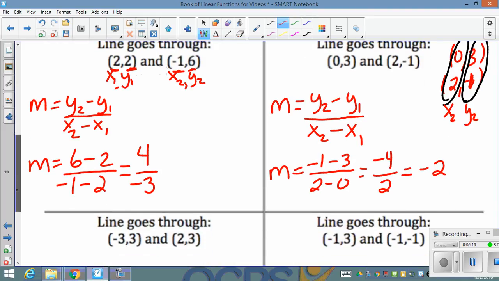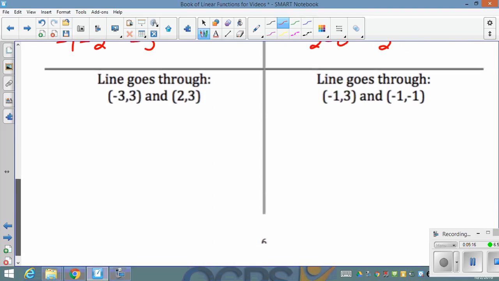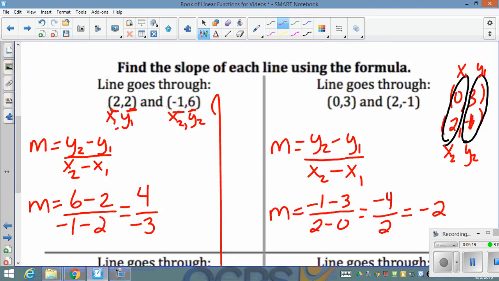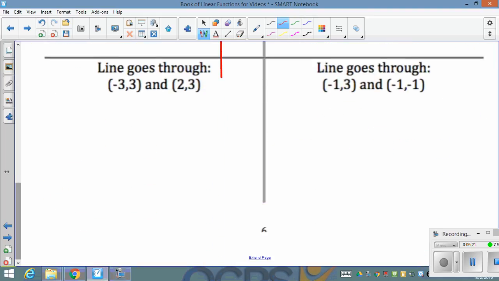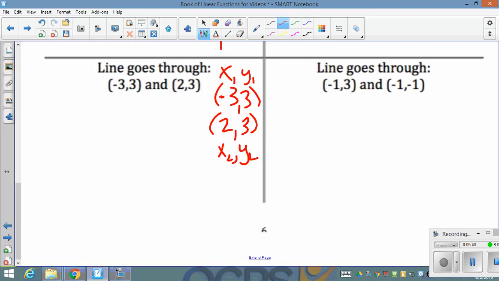Let's look at our last two examples. I'm going to do the stacking again. So I'm going to do negative 3 comma 3. That's my x sub 1, y sub 1. And 2 comma 3. That's my x sub 2, y sub 2. When I do my slope formula, you have to memorize this, so you might as well write it every time. That way you won't mess up.